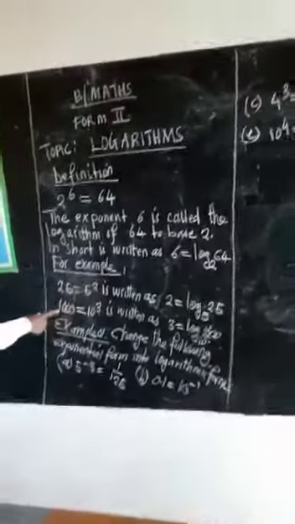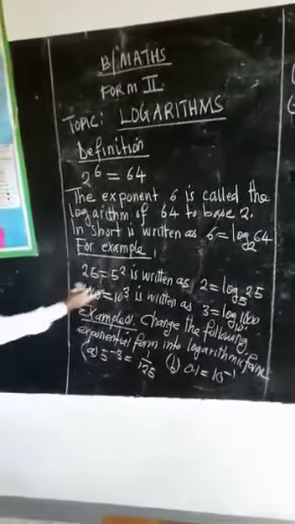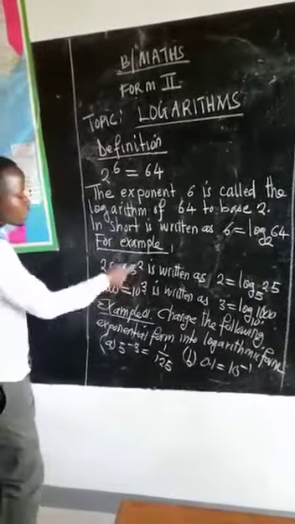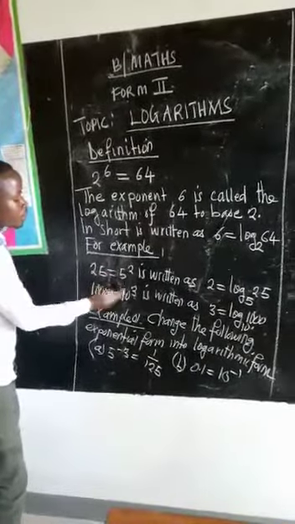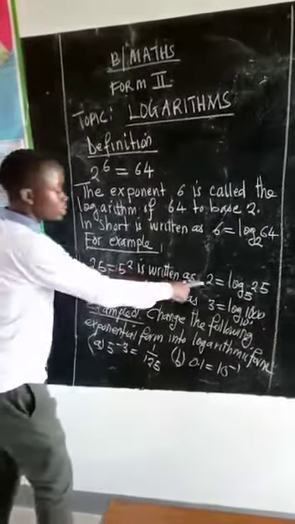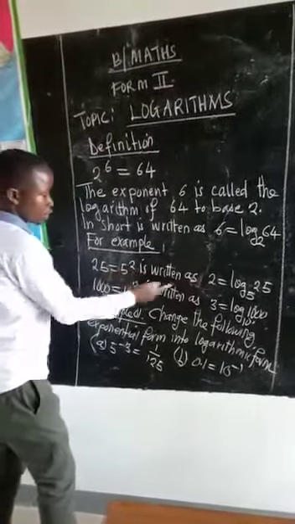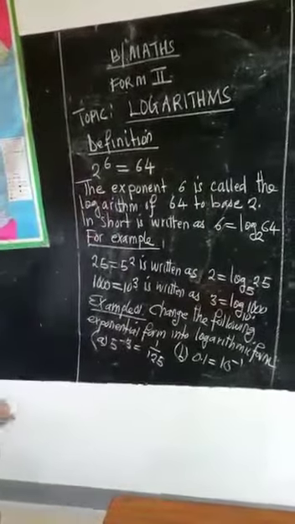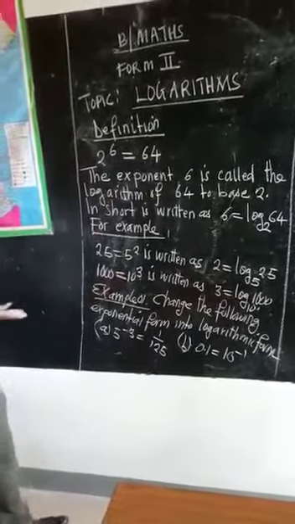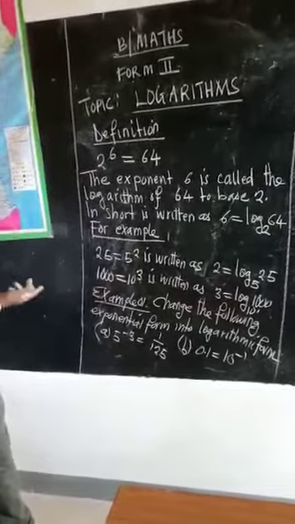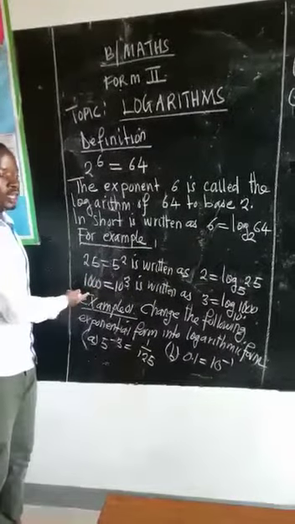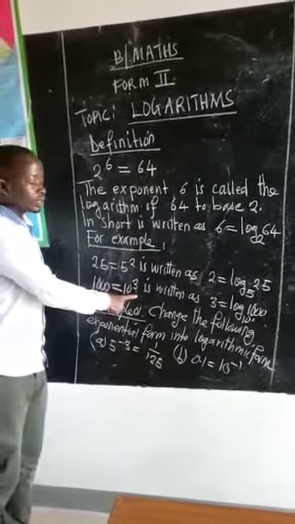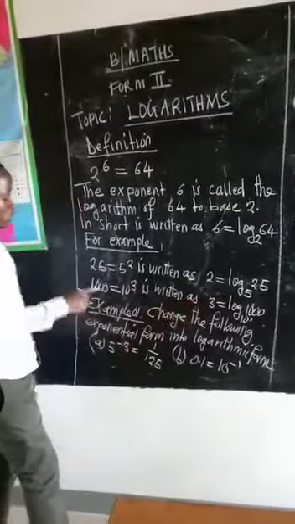For example, 25 is equal to 5 square. It is true, 5 square is equal to 25. This is in exponential form. But how can we write this in terms of logarithm? We start with the exponent: 2 is equal to log of 25 base 5. Then 1000 is equal to 10 power 3, which is true in exponential form. How can we write this in logarithmic form? We start with the exponent: 3 is equal to log of 1000 base 10.